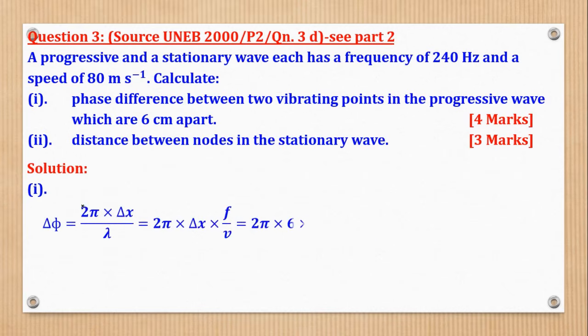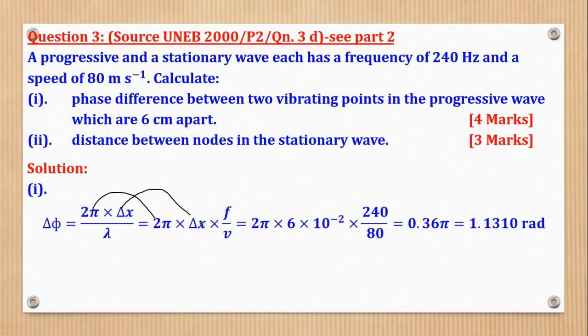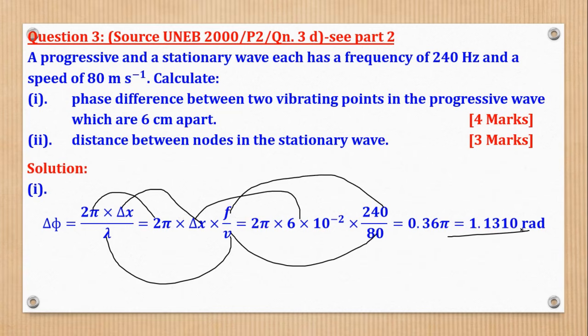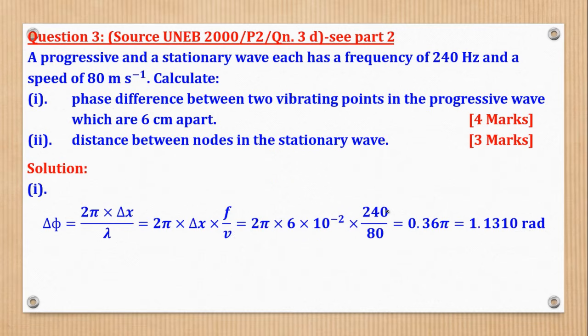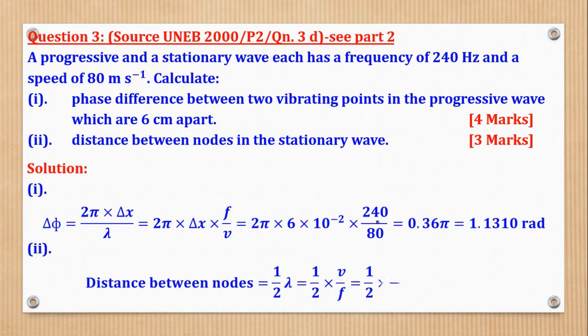So first, phase difference is 2 pi times delta x over lambda. 2 pi is there, delta x is there, then 1 over lambda is the same as f over v. So I'll substitute for delta x, frequency and velocity to come up with the phase difference. Then distance between nodes is half wavelength, so half times wavelength, and wavelength is v over f. So substitute for v and for f to come up with this as the distance between the nodes.